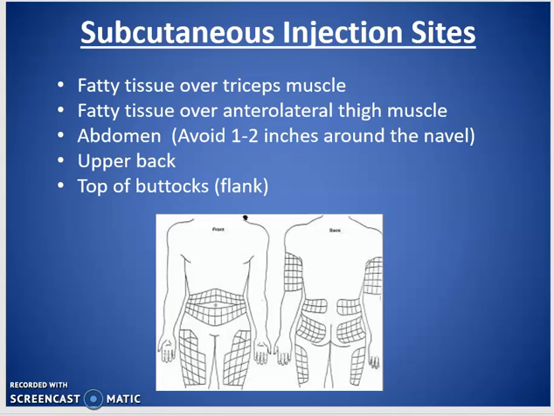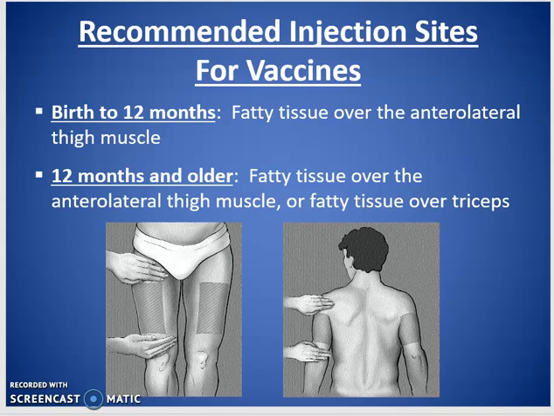Once again, the posterior upper arm for adults and the anterolateral, it says thigh muscle, but it's the fatty tissue over the thigh muscle, so don't get distracted by that. The fatty tissue over the anterolateral thigh muscle on infants. So getting more specific, birth to 12 months, we're looking at that lower left picture. Of course, that is not an infant, that is an adult, but the idea is that that's the general location. So it's the fatty tissue over the anterolateral thigh muscle.